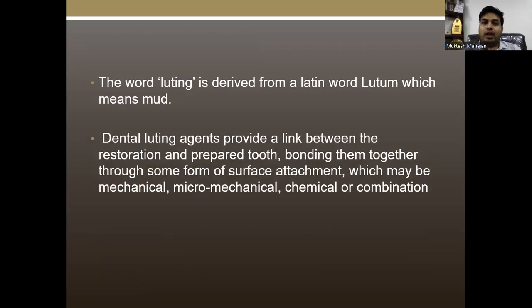The word luting is derived from the Latin word lutum, which means mud. The dental luting agent provides a link between the restoration and the prepared tooth, bonding them together through some form of surface attachment, which may be mechanical, micromechanical, chemical, or a combination of both.